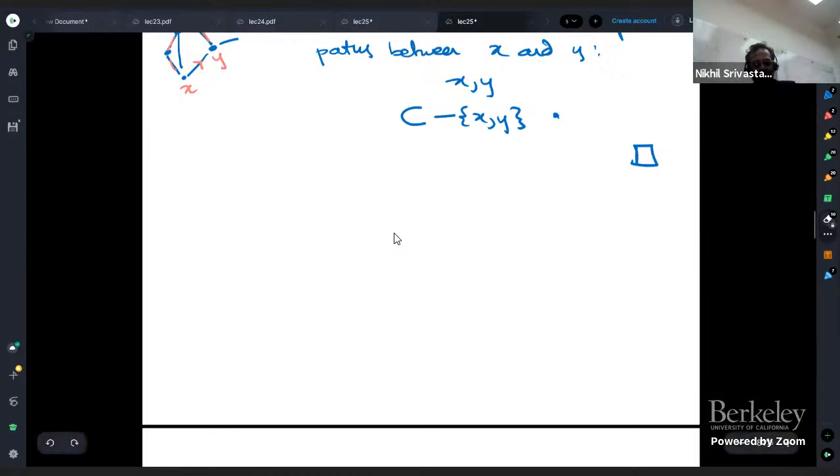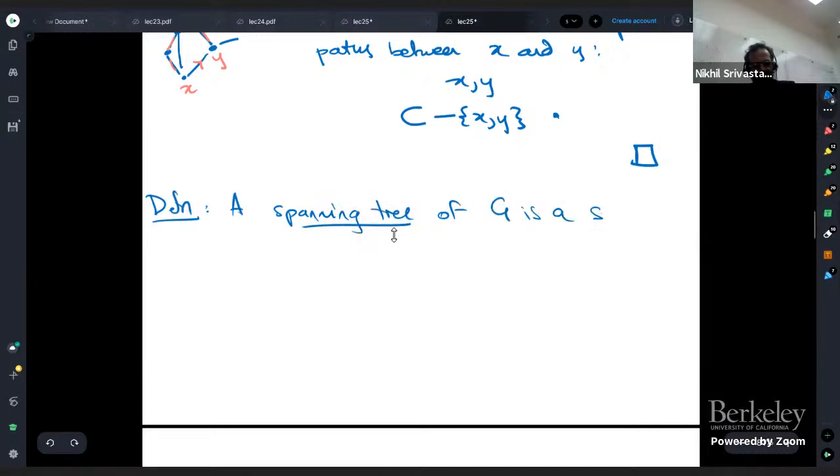So next we'll prove that every connected graph has a spanning tree. A spanning tree is a subgraph which is spanning, which is a tree. So, definition: a spanning tree of a graph G is a subgraph that is a spanning subgraph and is a tree.